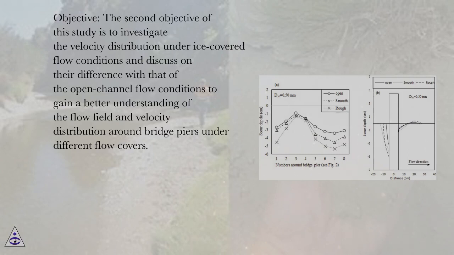Objective: the second objective of this study is to investigate the velocity distribution under ice-covered flow conditions and discuss their difference with that of the open channel flow conditions to gain a better understanding of the flow field and velocity distribution around bridge piers under different flow covers.